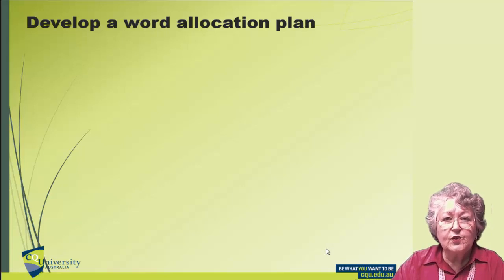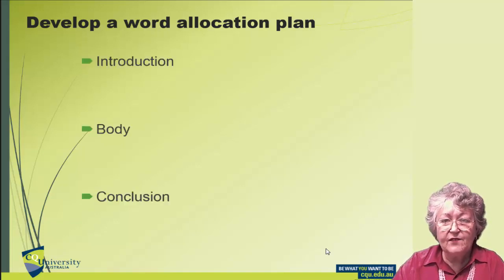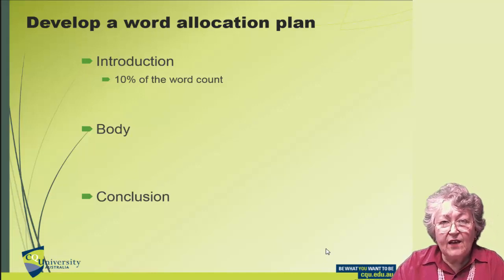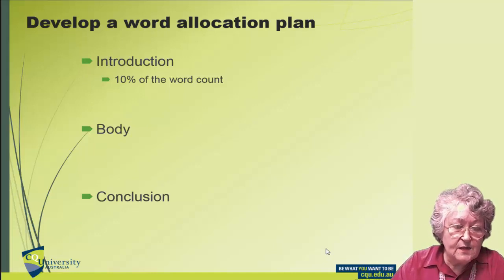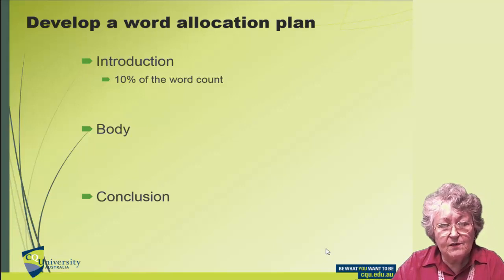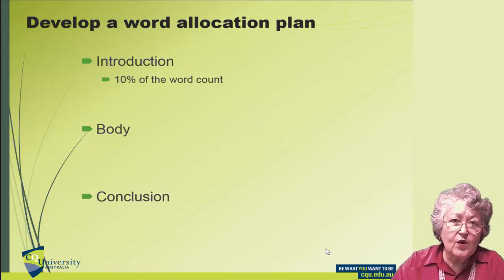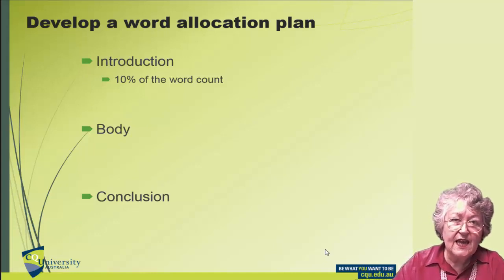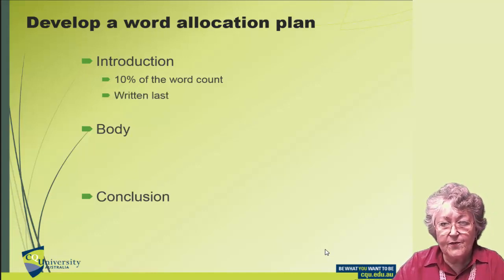The second thing we need to do once you've developed an idea of what you are going to be writing about is to develop a word allocation plan, and there are three areas of interest. The first is the introduction, and it comprises approximately 10% of your total word count. Now, that seems to be a reasonably large amount of the word count that you've got, but that's because you need to be able to introduce not only the topic that you're writing about, but also the direction that you are going to take in the assignment itself.